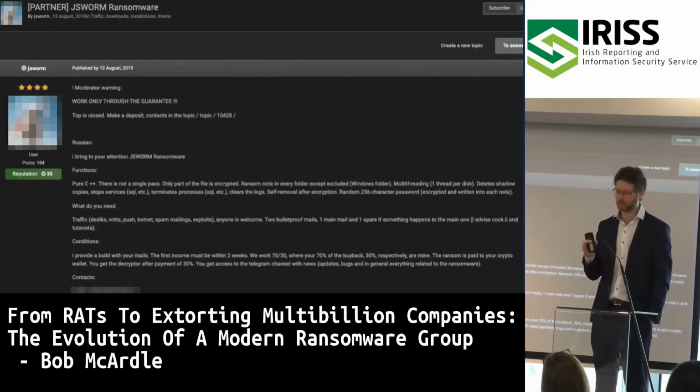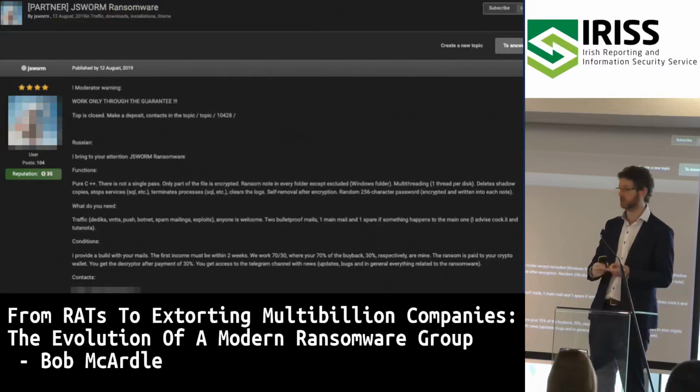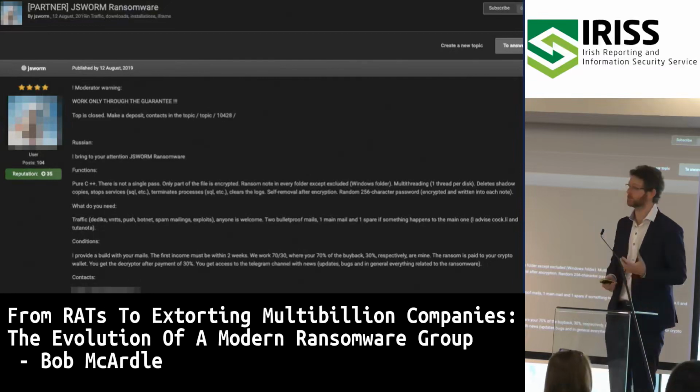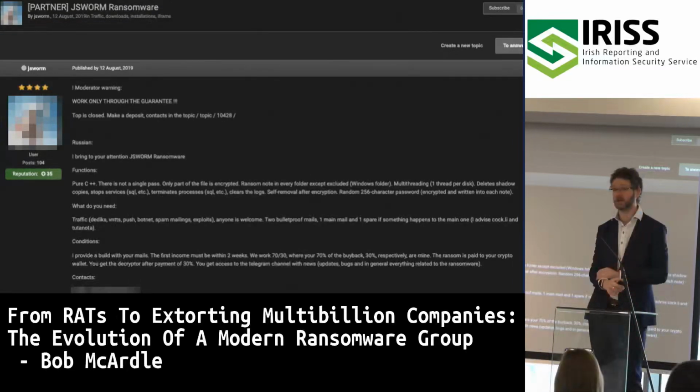So in their case, what was more interesting was the number of ways this got onto a system. When you looked at it, JSWorm ransomware was being spread over email, through drive-by downloads, through direct infections, RDP connections, literally any sort of infection method you can think of, this thing was being spread by. So how is that happening? How is it this widespread?